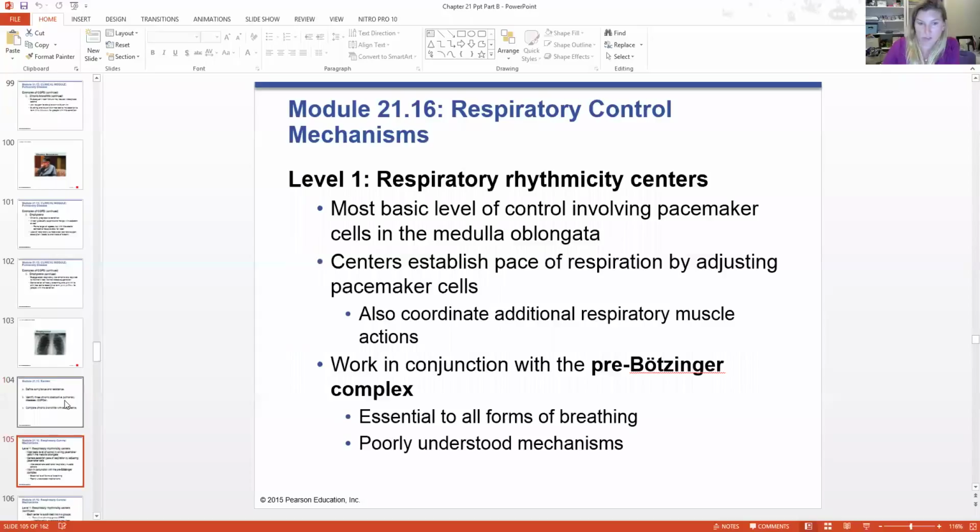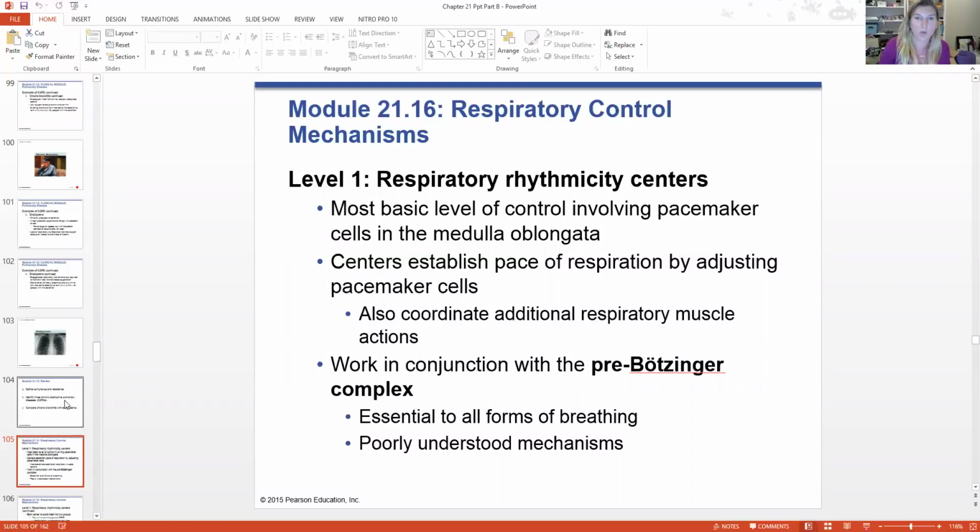We were just talking about some clinical terms and some abnormalities that may occur with the respiratory system. Let's talk about control of the respiratory system, some mechanisms in there. First, you have these rhythmicity centers that are present in the medulla oblongata. These are basically like pacemaker cells that are in there to just set the rate and depth of breathing. They establish this pace of respiration, and they literally adjust these pacemaker cells.